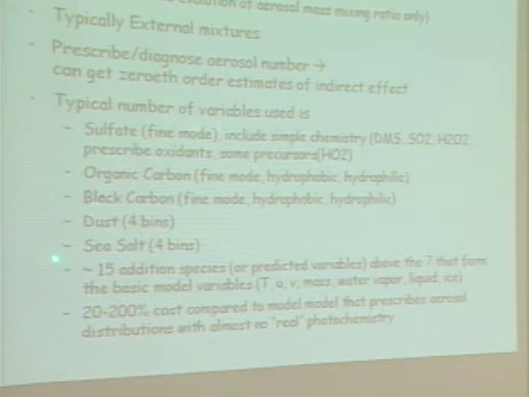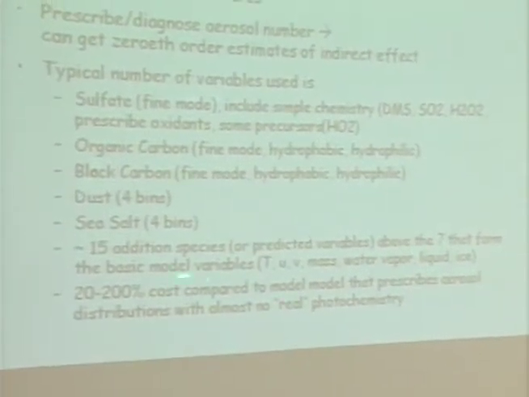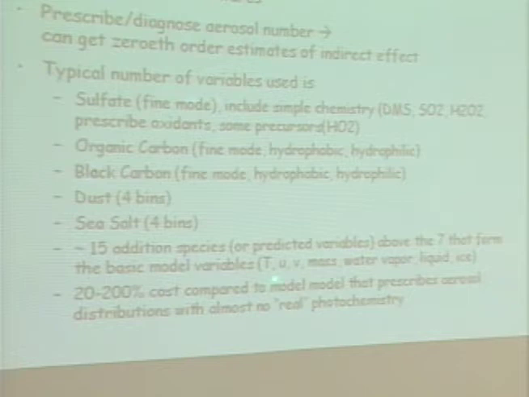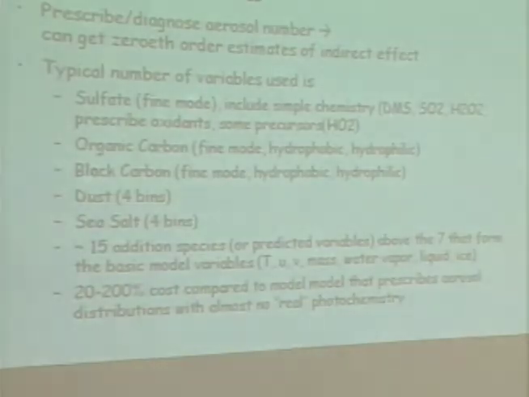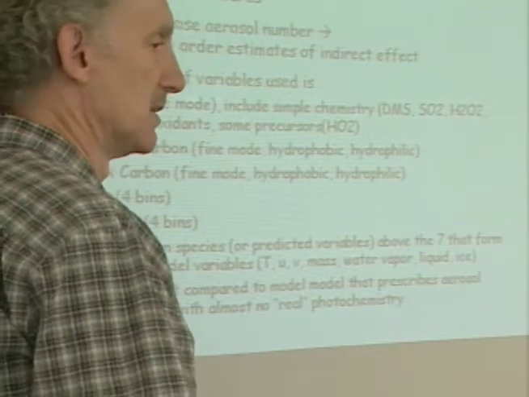If you add all of these together, you get about 15 species which are required to predict this slew of aerosols, over and above the 7 that form the basic model variables for an atmospheric GCM: temperature, winds, mass, and then water vapor, liquid, and ice. And a typical cost for a model like this is somewhere between 20 percent and about a factor of 2 overhead compared to a simple model in which we prescribe the aerosol distributions and don't do any photochemistry.